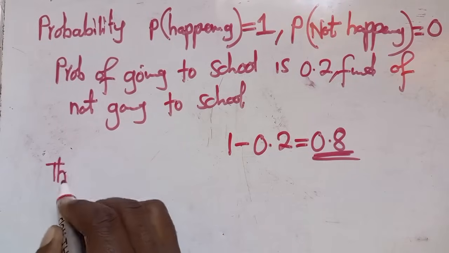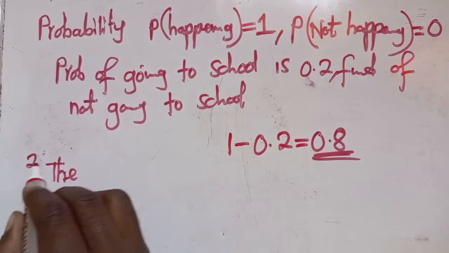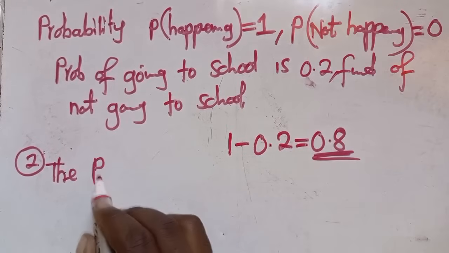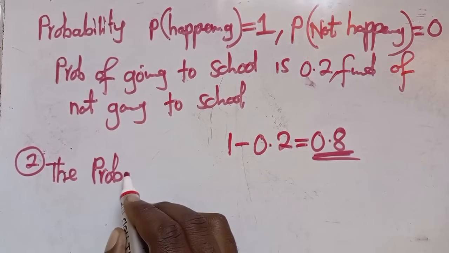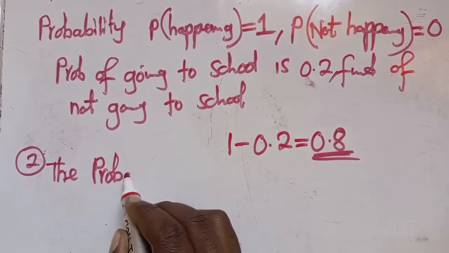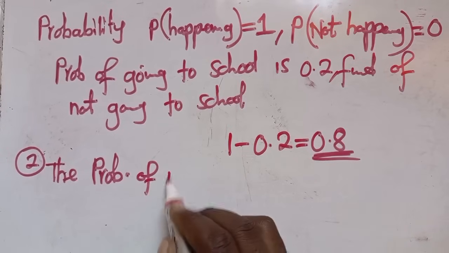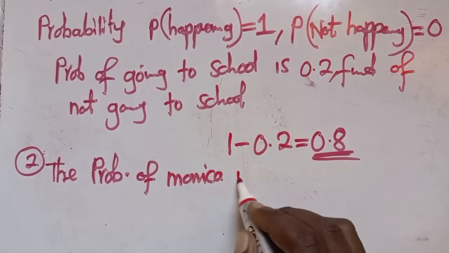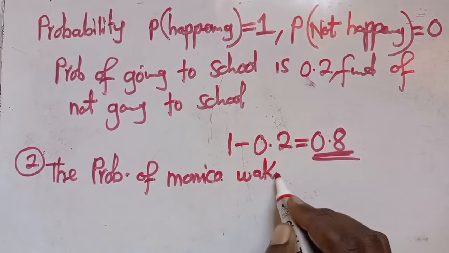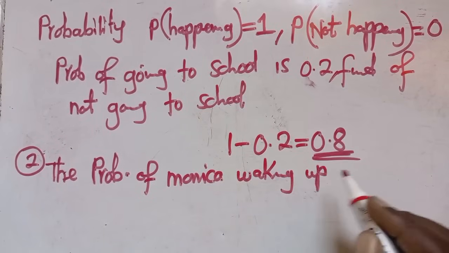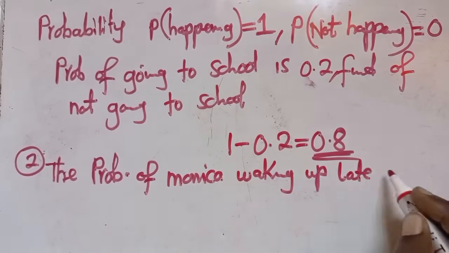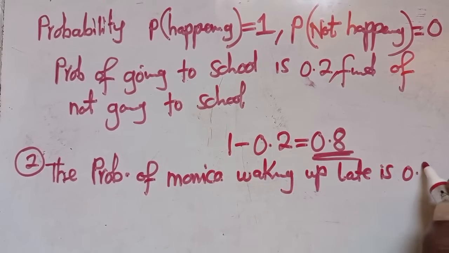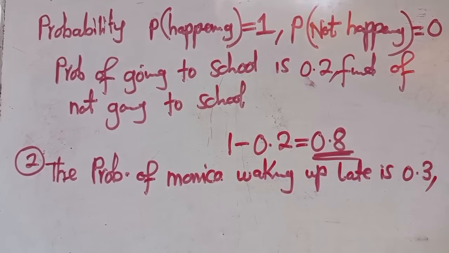So in this case, let us put up a question. This is example 2. The probability of Monica waking up late is 0.3. This is the probability of Monica waking up late.